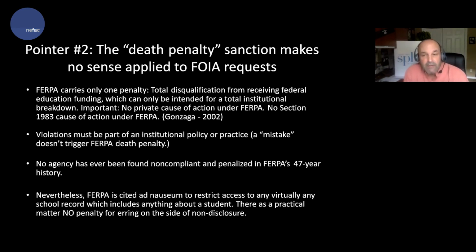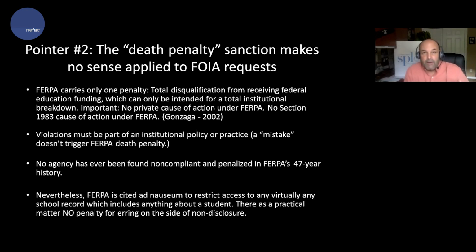There's also another Supreme Court case in 2002 involving Gonzaga University, where the Supreme Court held that there was also no what we call a Section 1983 cause of action under FERPA. So, for the lawyers in the audience, you'll know what that is. But there really is no good way for the students whose privacy has been violated, or who claim their privacy has been violated, to actually go to court to get some relief that way. They can file a complaint with the Department of Education, and they can launch an investigation and all that sort of thing.